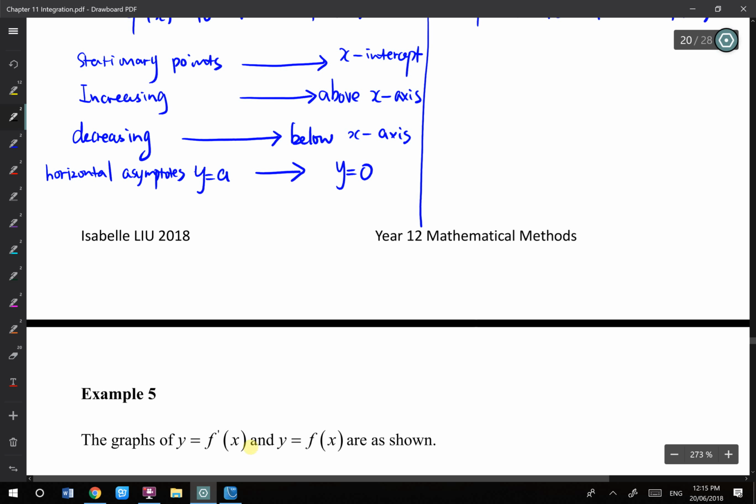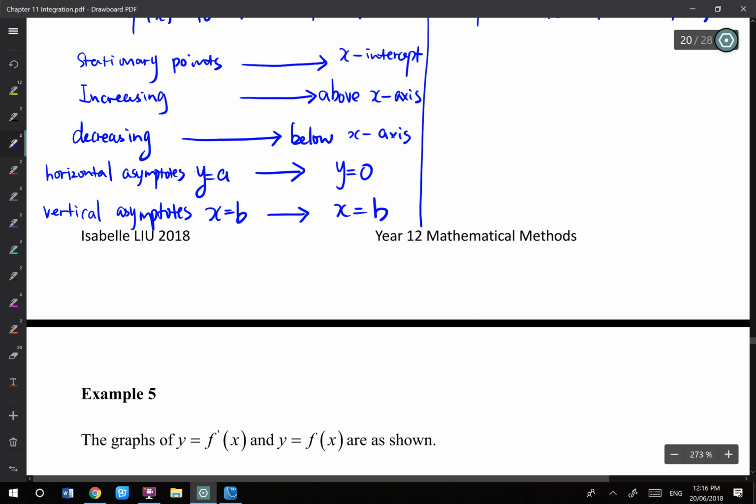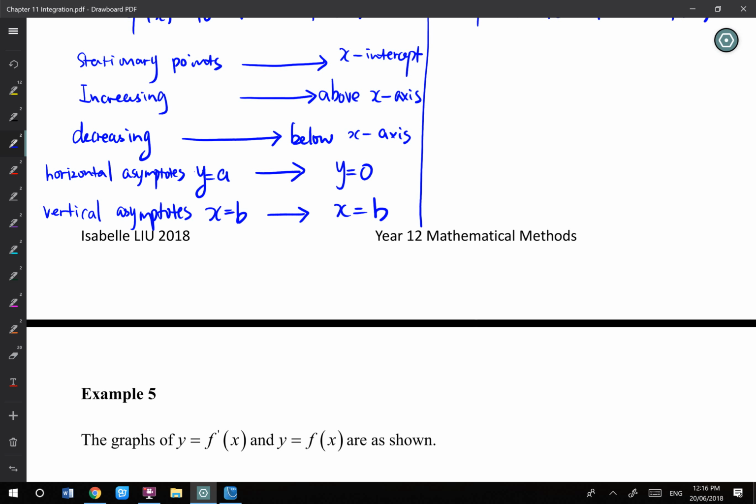How about if I have vertical asymptotes, x equals b? How will this reflect on this side? What do you need to show? You still have the asymptote at the same point, because that point is still undefined. It doesn't matter whether it's the original graph or the new graph, that point is still undefined. So you still have x equals b as the vertical asymptote.